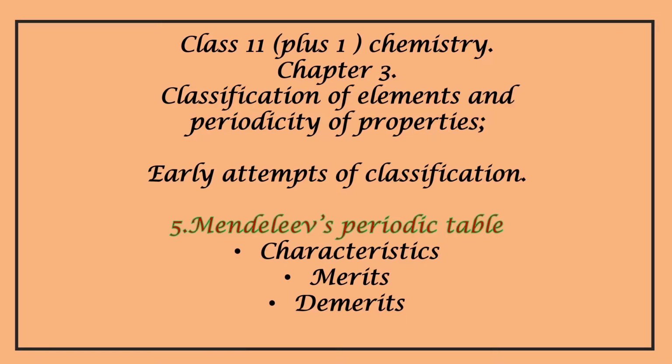In this video, we are continuing class 11 chemistry, chapter 3, classification of elements and periodicity of properties. We have already discussed 4 early attempts of classification by different scientists. In this video, we will do the 5th one, Mendeleev's periodic table. We will discuss the characteristics of Mendeleev's periodic table, do the merits, and also see the demerits. Watch the video completely so that you get all points cleared.